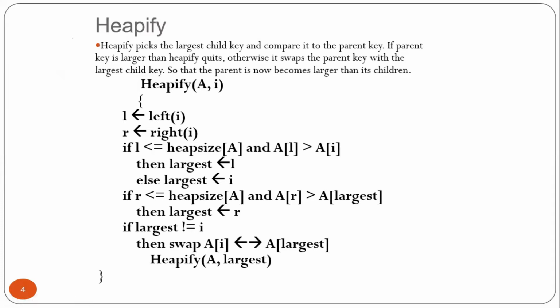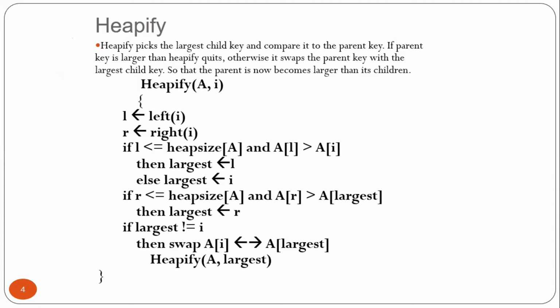Heapify picks the largest child key and compares it with the parent. If the parent key is largest, then the heapify quits. Otherwise, it swaps the parent key with the largest child key, so that the parent becomes larger than its children.